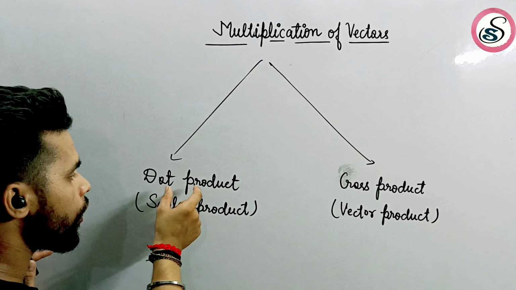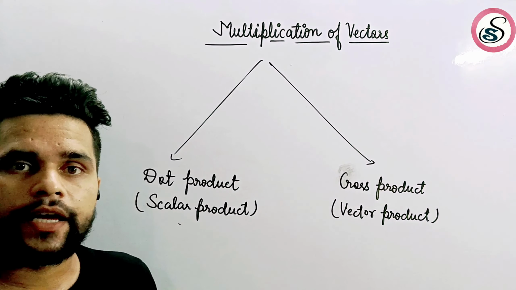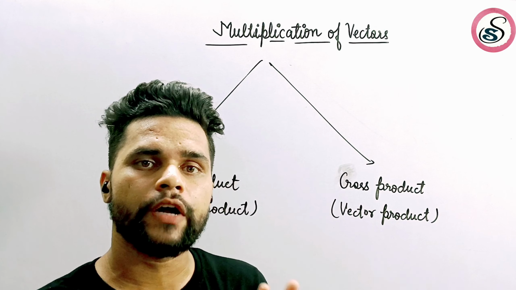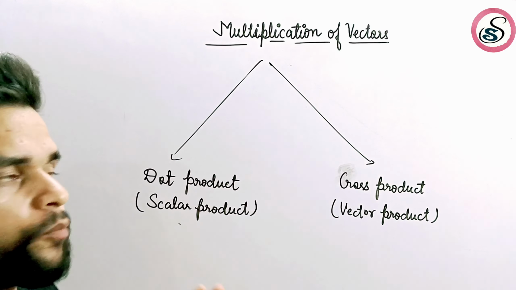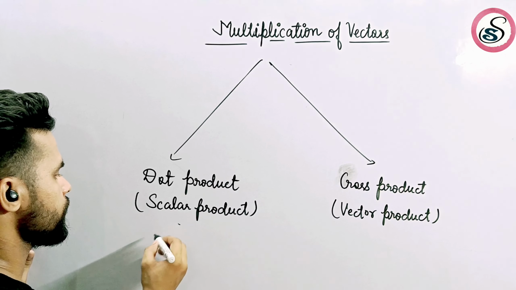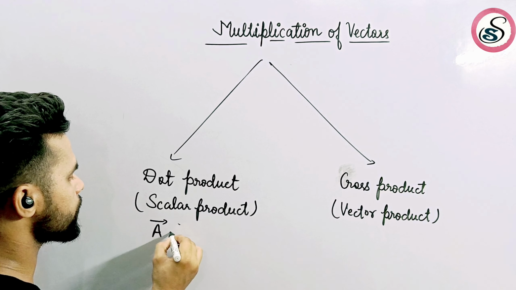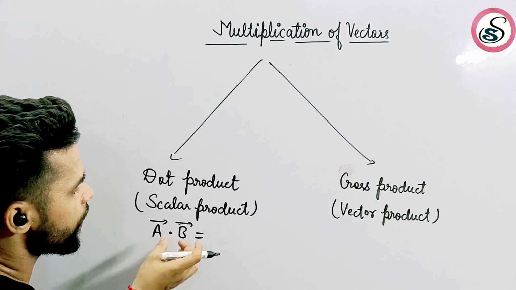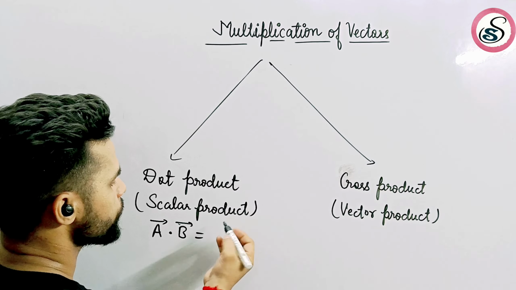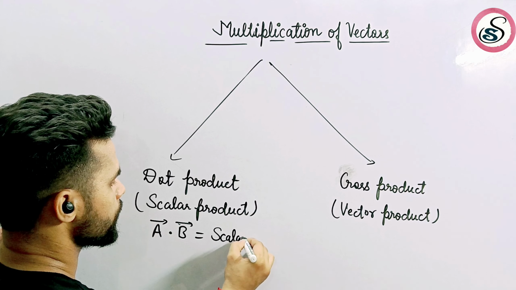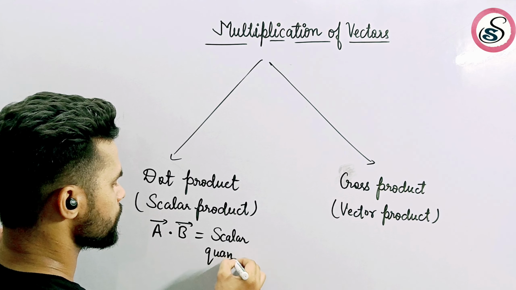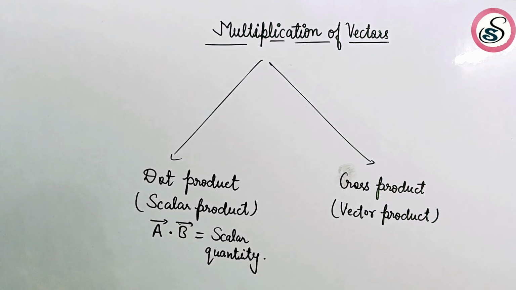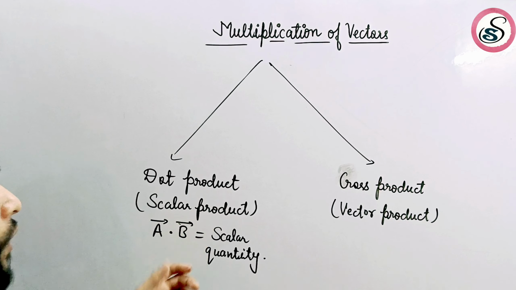Why do we say that the dot product of two vectors is also a scalar product? Because when we find the dot product of two vectors, the result is a scalar quantity. It is represented by a vector dot b vector, and the result is a scalar quantity. Therefore we say that the dot product of two vectors is also known as scalar product.